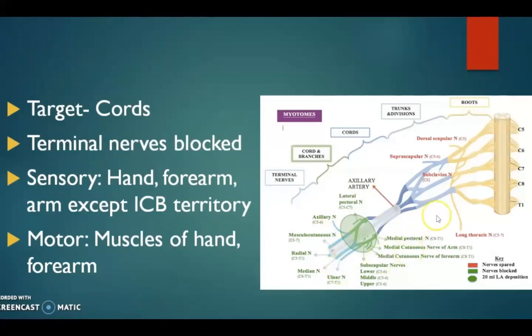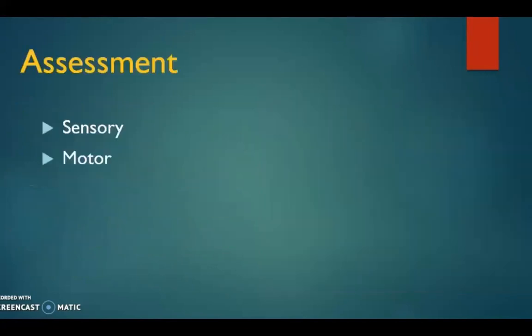The branches that are given off prior to the formation of the cords, such as the dorsal scapular nerve, the suprascapular nerve, the subclavius nerve, and the long thoracic nerve, are all spared in theory. So this translates to a sensory blockade of the hand, forearm, and arm except the intercostobrachial territory, and a motor blockade of the muscles of the hand and the forearm.